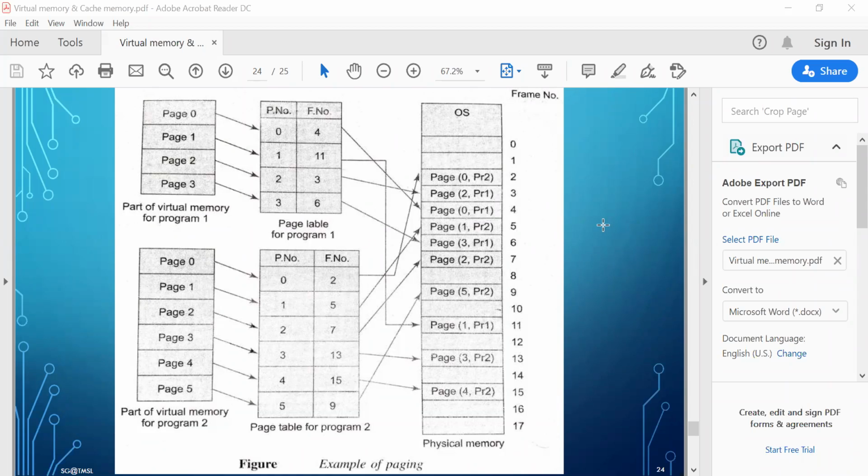Okay, anything else? Now you must clear this concept so that on the next day I can start the 80286 microprocessor. At that time I will not explain any virtual memory, cache memory, or the mapping techniques. These types of virtual address mapping techniques I will not be discussing on that day.